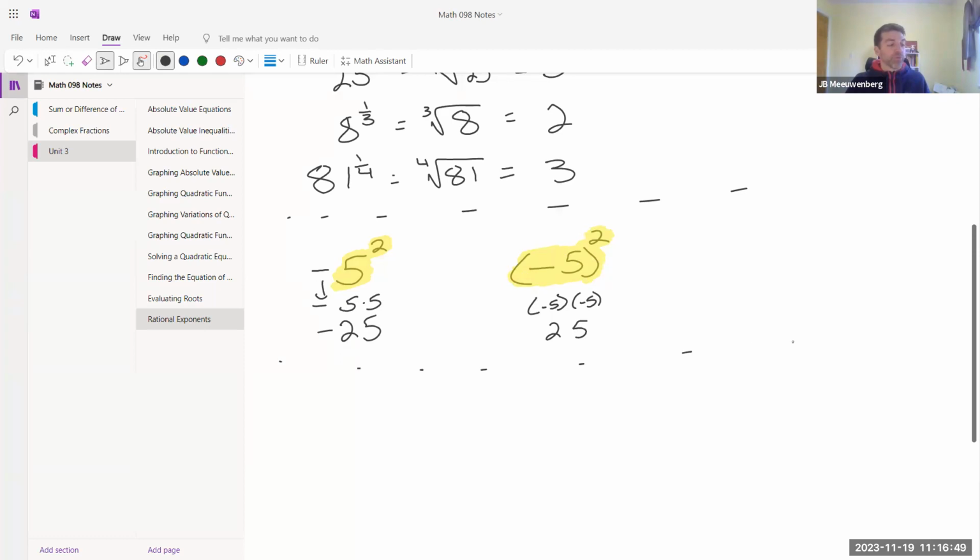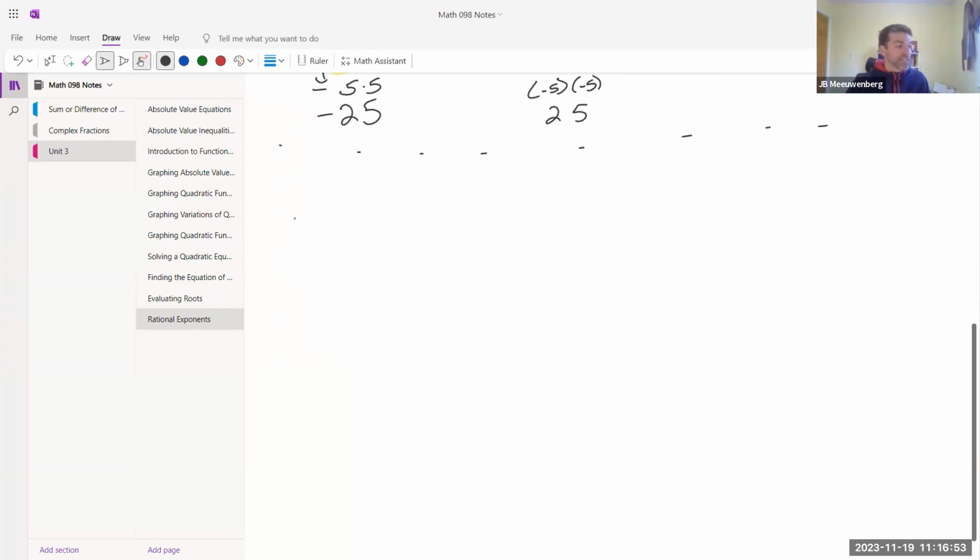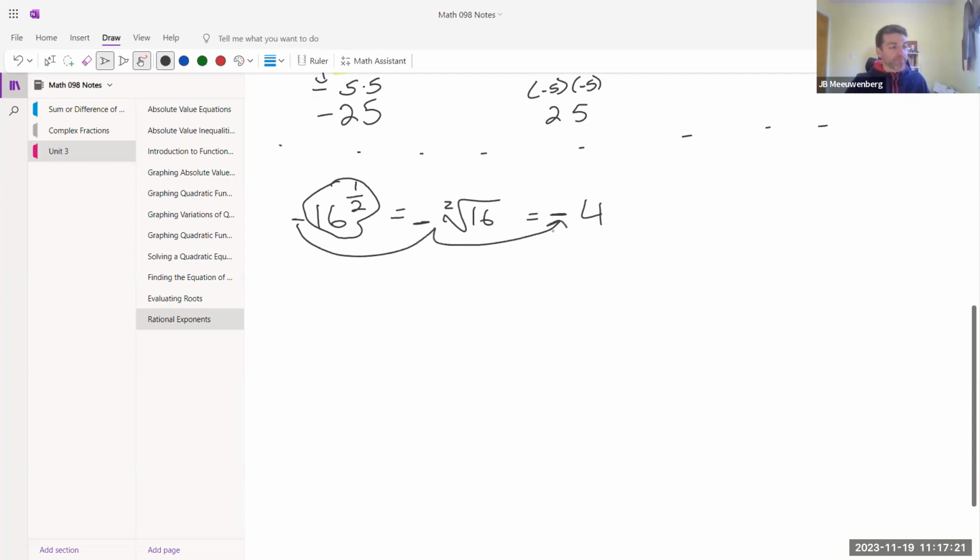The same holds true when we have rational exponents. So if you see negative 16 and then 1/2 as an exponent, could you rewrite that using the radical symbol? Well, what's the base? Just the 16. The square root, and then the negative goes out front. So this would be negative 4. The square root of 16 is 4. The negative just sort of comes along for the ride here.